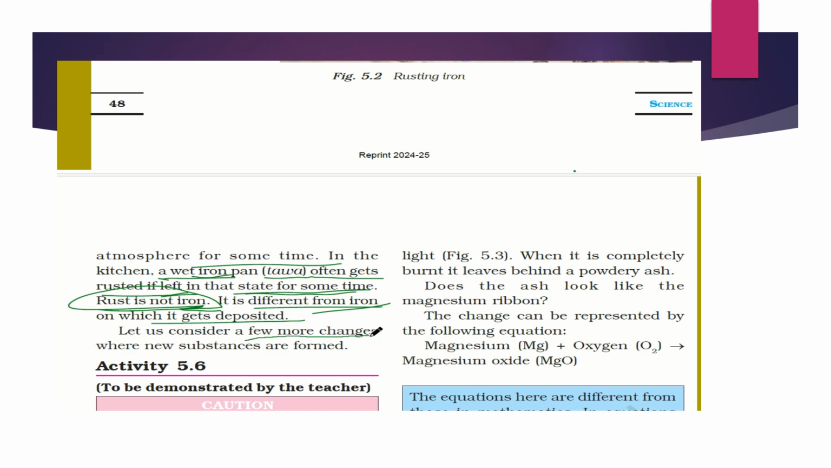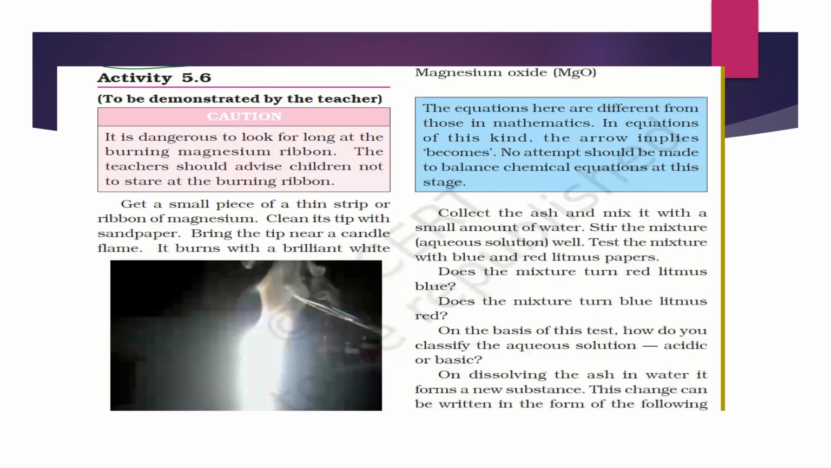Let us consider a few more changes where new substances are formed. When we see many examples, we will see how a chemical change is different from a physical change. So let us move on to activity 5.6. This activity is very dangerous and should always be demonstrated by the teacher in your class. You should never do it alone. It is dangerous to look for long at the burning magnesium ribbon, and the teacher should advise the children not to stare at the ribbon for long.